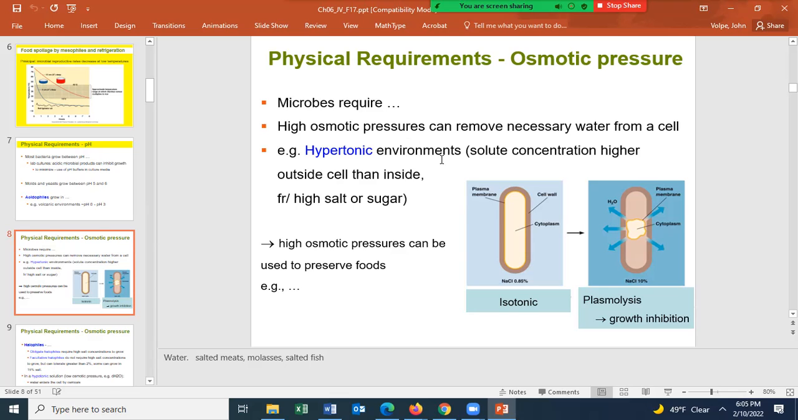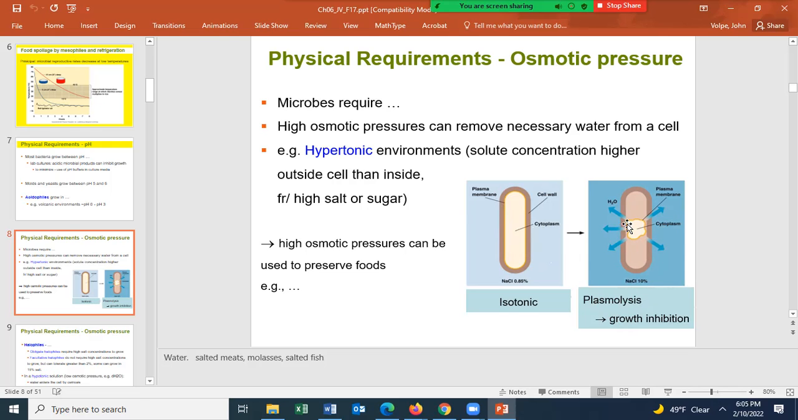High osmotic pressure removes the water from organisms that do not live in high osmotic pressure. So in an isotonic solution, the water stays in the cell. Under high osmotic pressure, the water leaves the cell, the cytoplasm shrinks, and that leads to plasmolysis, which will inhibit the cell and may kill the cell.